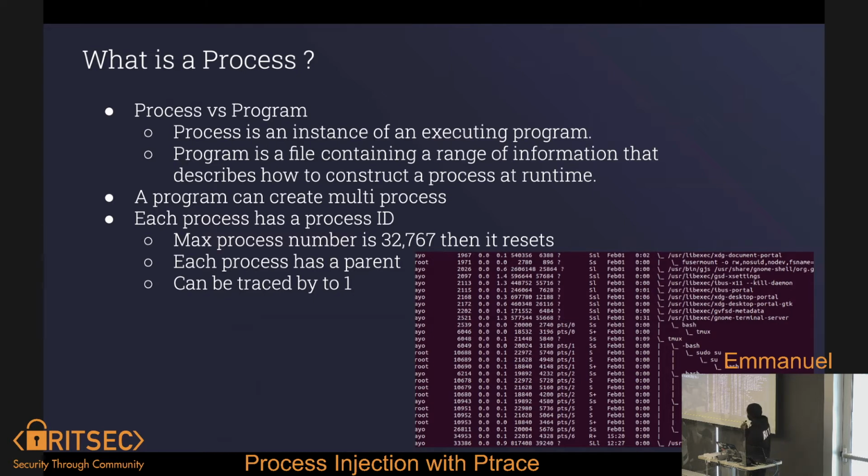Just an interesting fact, the maximum that a process number can go to is 32,767. When it gets to that number, it just resets back to a lower number, but not zero and one, because one is systemd. That's the parent process. Everything comes from systemd. After it reaches that number, it just picks a process number that's not being used. So just an interesting fact.